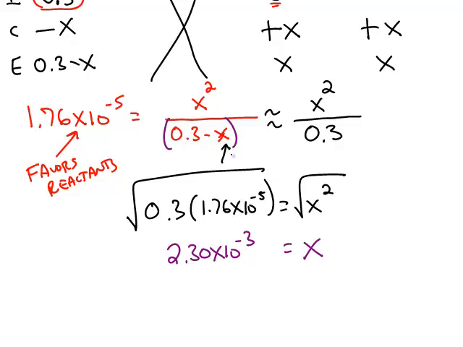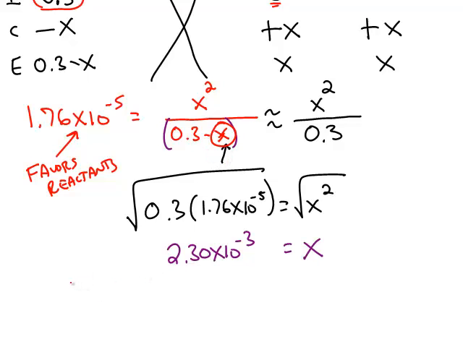That came from making an assumption, and the only time the assumption is valid is if this quantity that we're either adding or subtracting, that we're going to neglect, is less than 5% of the number that we subtracted it from.